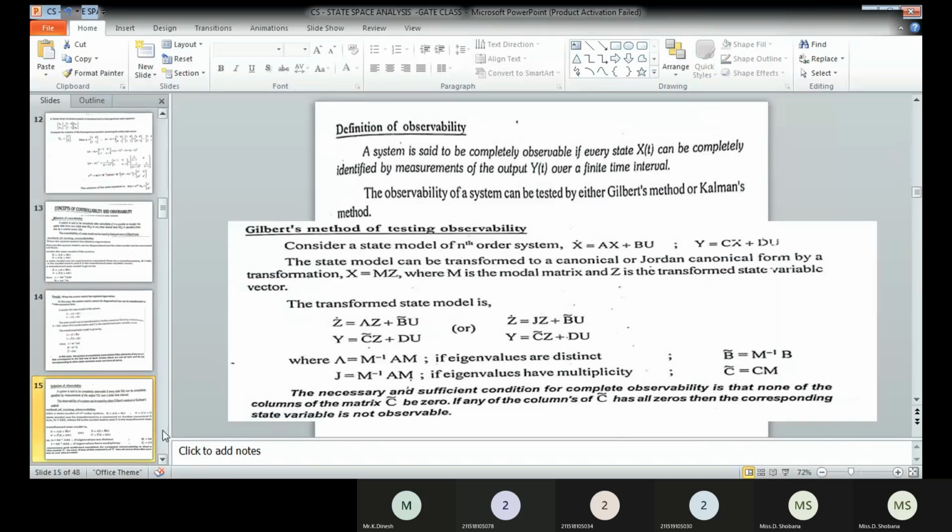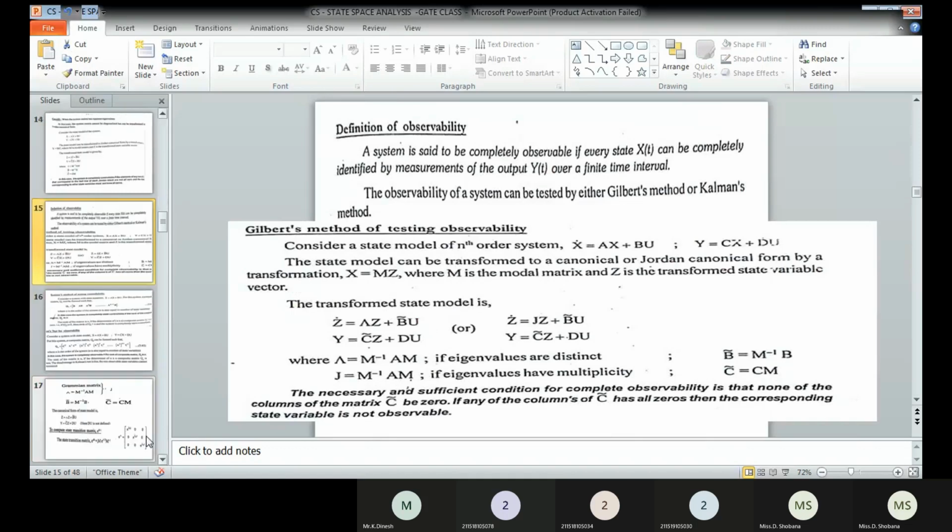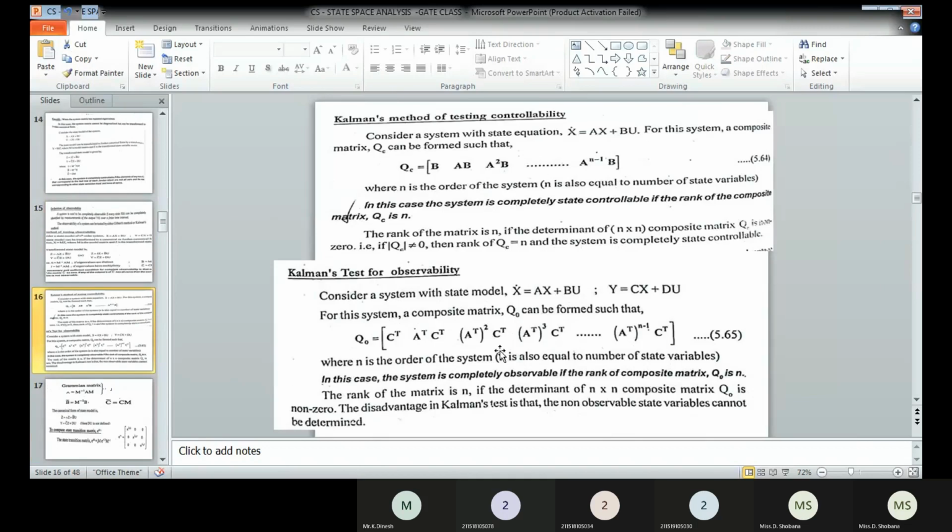For the observability test also, we are going to transform the given state model into the transformed state model: z dot is equal to Λ z plus B vector into u, y is equal to C vector into z plus D into u. From this, we are going to check the C vector, which is equal to C into M. Okay, and then we can see the other method, that is Kalman's test.